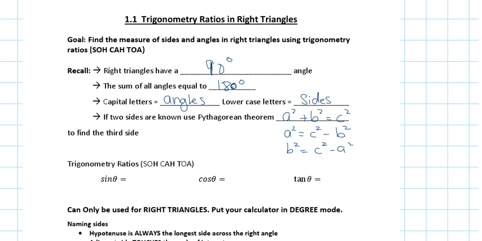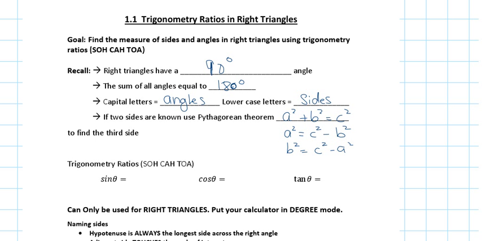Other than the Pythagorean theorem, we can use the primary trigonometric ratios. You're going to see the words primary trig ratios or trig ratios multiple times. Make sure that you know what that means. When it says primary trig ratios, you're looking for sine, cosine, and tan. This is what it means.